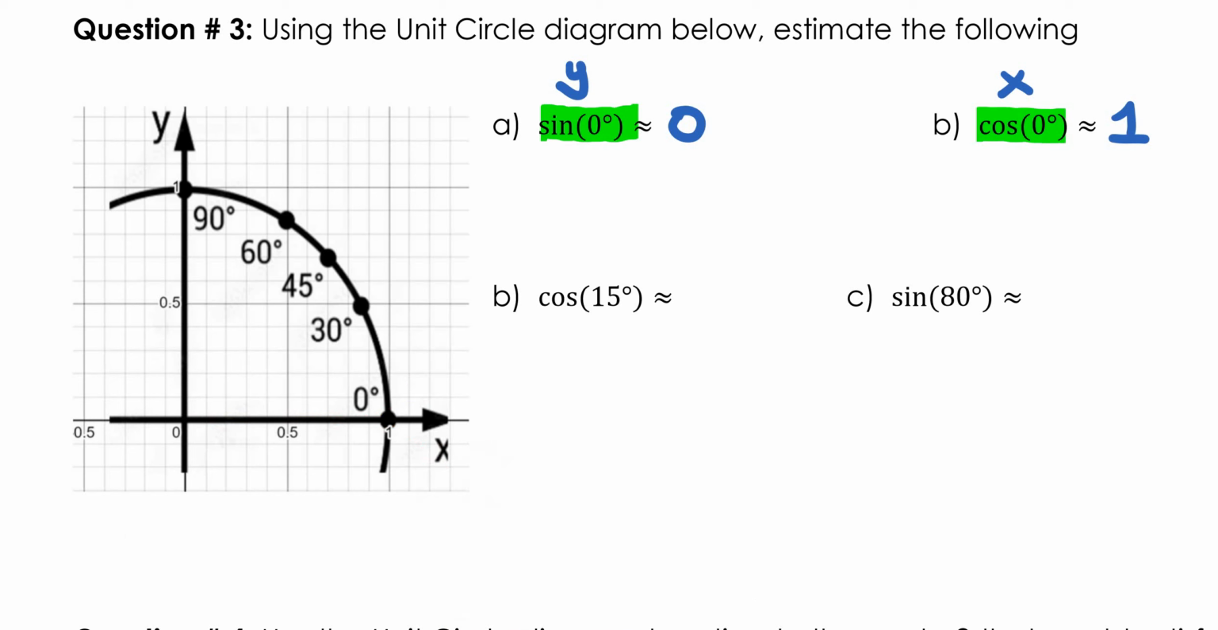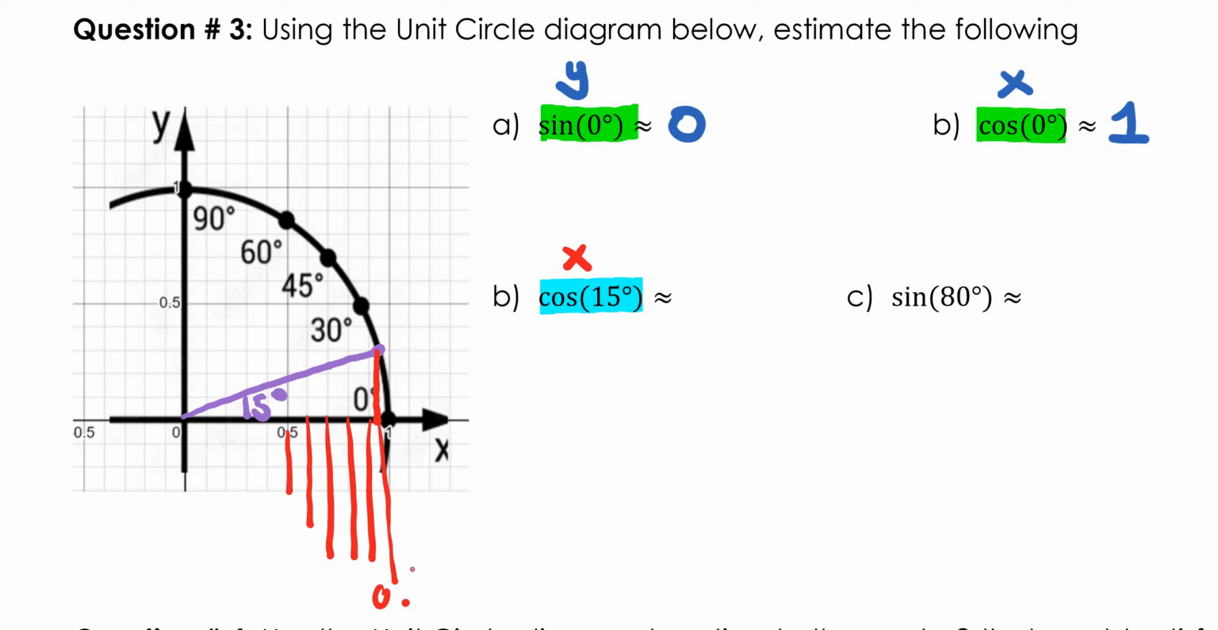Okay, next one, let's look at cos of 15 degrees. I think 15 degrees is a bit tough. Let's say it's maybe about there. So what we're trying to say is this is about 15 degrees. Since cos is the x value, what's the x value right here? So we know this is 0.5, 0.6, 0.7, 0.8, 0.9, and this would be, I don't know, maybe 0.95. So maybe this would be 0.95 for our estimation right there.